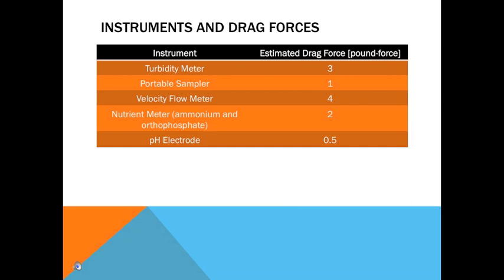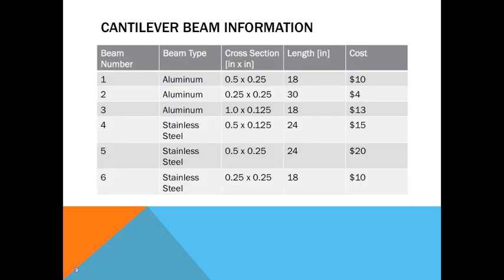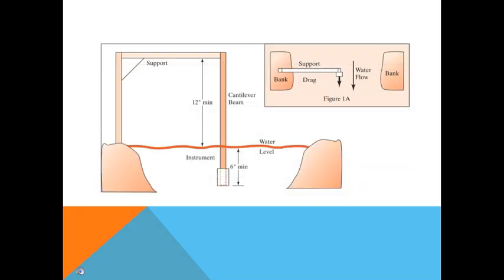In Part 3 of Project 2, we had to determine if a given beam could support a given instrument. This table reflects the given instruments and the estimated drag force that they would apply to the cantilever beam. This slide represents the cantilever beams that we were able to choose from to support the selected instruments from the previous slide. Each of the beams has a different material, dimensions, and costs. This image is a model of how the cantilever beam and the instrument will be set up.